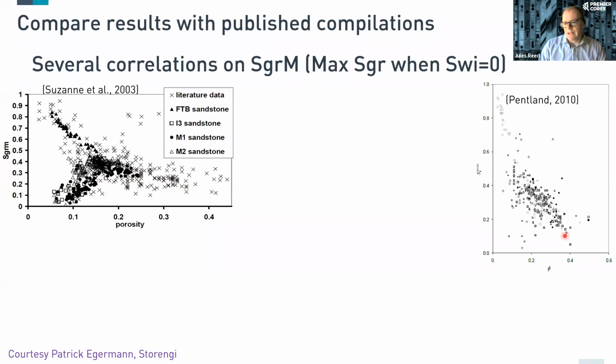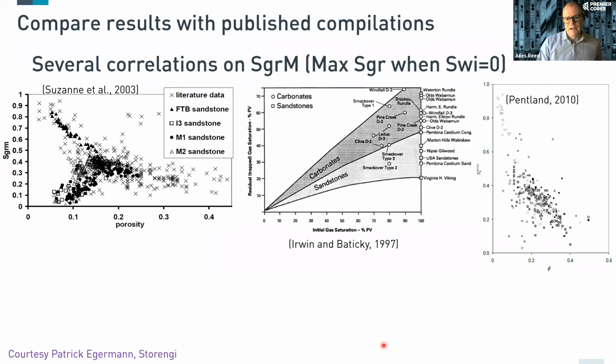Or with Pentland in 2010, as another one of the maximum residual gas saturation versus porosity. It doesn't need to be porosity. You could look at correlations of porosity or permeability or RQI or FZI, so a variety of different reservoir properties, to see how your data correlates. Irwin and Batticki in '97 also looked at differences between carbonate systems and sandstones. And so what you can see here in sandstones, this is a Land curve basically.